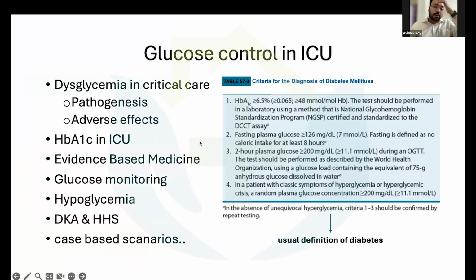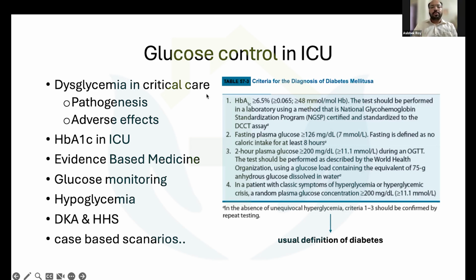First, what is the dysglycemia that we face in critical care? We face a lot of variations in our blood sugar levels. The underlying pathogenesis is multifactorial: it could be because of the underlying stress, the disease process, sepsis. These multifactorial causes lead to wide fluctuations of blood sugar levels, and dysglycemia in critical care is itself associated with worse outcomes.